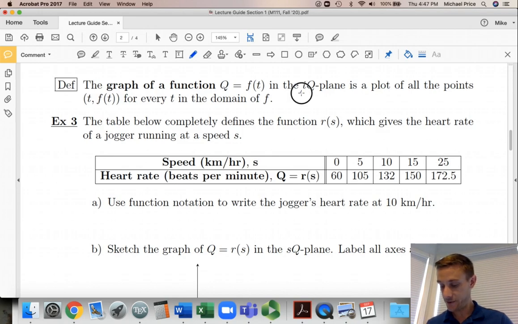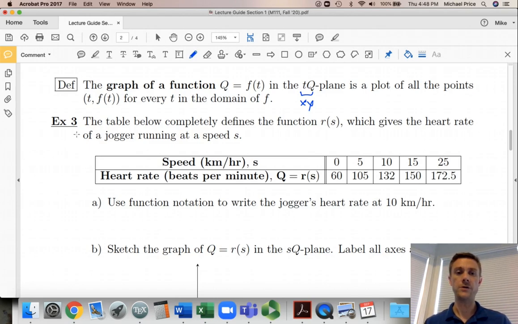Again, I know this is a little bit annoying, but I've chosen this setup on purpose to kind of shock you out of your normal routine with the X's and Y's, because I think it's worth thinking about. There's nothing special about the letters X and Y. I'm using T and Q. So it's a plot, a picture in the plane of all the points that look like T is the input and then f of T is the output. So every combination of input and output that this function can take on.